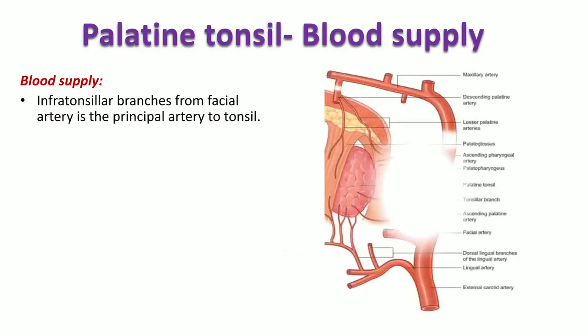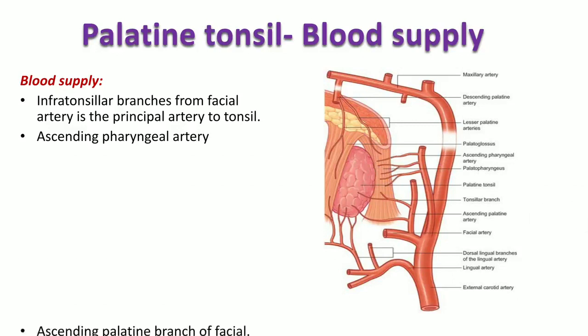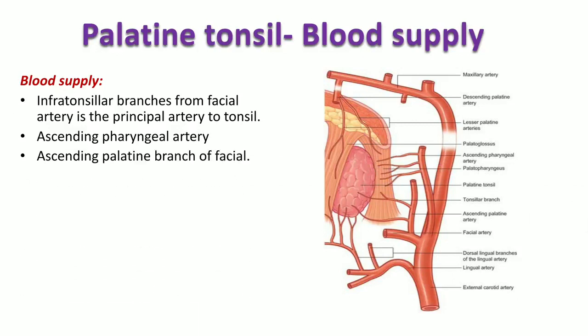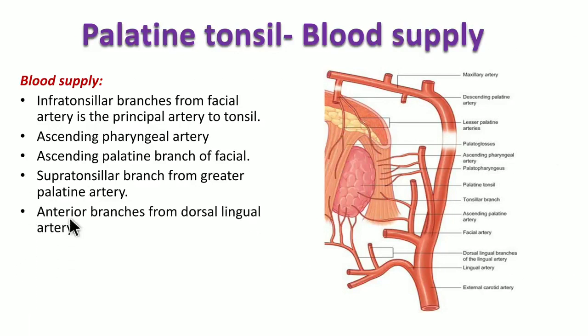So the other arteries: from the facial artery, infratonsillar branches, then the ascending pharyngeal artery, which will give branches to the tonsil called retropharyngeal branches. Then the ascending palatine artery, a branch of the facial, will again give branches to the tonsil. Then the greater palatine artery will give supratonsillar branches. And then you have the branches from the dorsal lingual artery, also called anterior tonsillar branches because they supply the tonsil from the front.